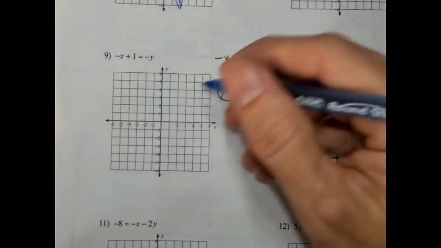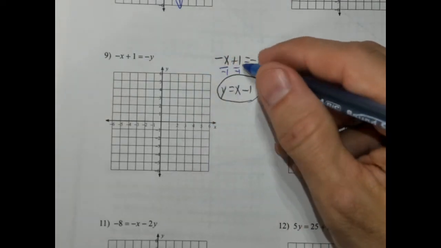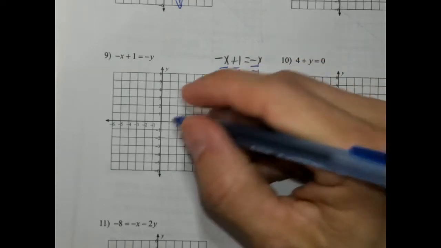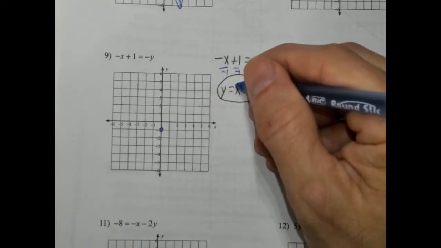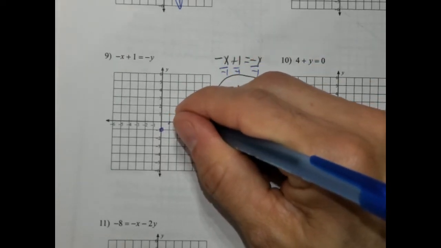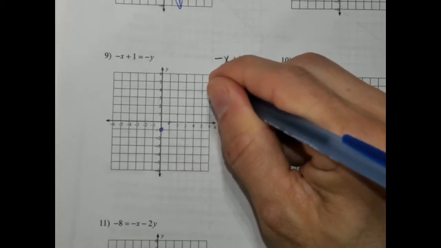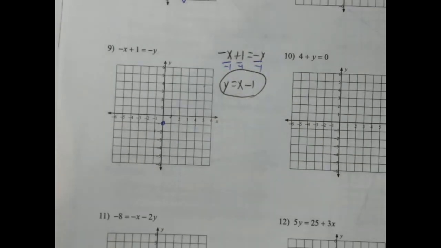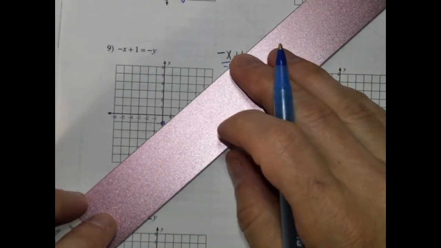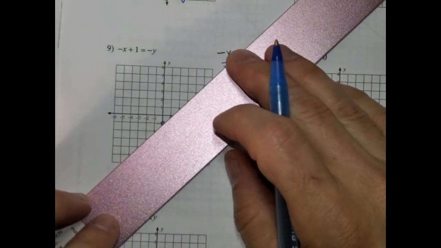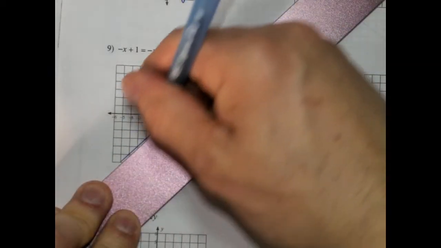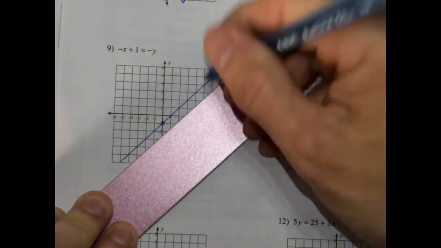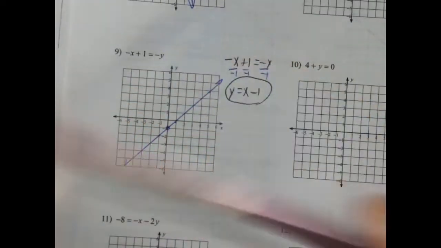So -1 is our y-intercept, and it is a positive slope of 1, so we're just going to go up to the right and down to the left. 1. Okay. There we go. Okay.